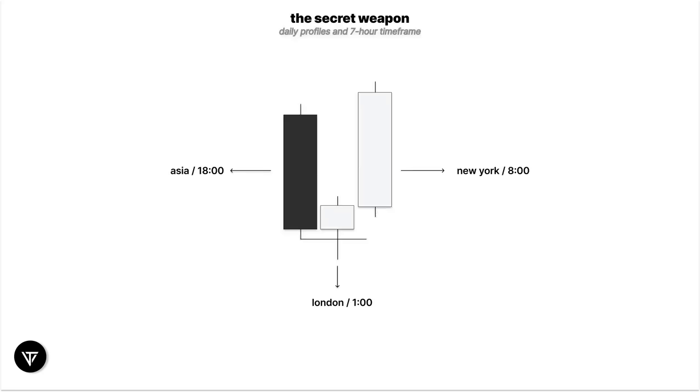To confirm our bias, we are going to break the daily candle down into its three main sessions: Asia, London, and New York. To get a clear, higher time frame perspective without the noise of lower time frames, we apply these sessions to a 7-hour chart. This 7-hour time frame captures true session logic and gives us exactly 3 candles per day to profile. The 18 candle represents the Asia session, the 1 candle represents London, and the 8 candle represents New York.